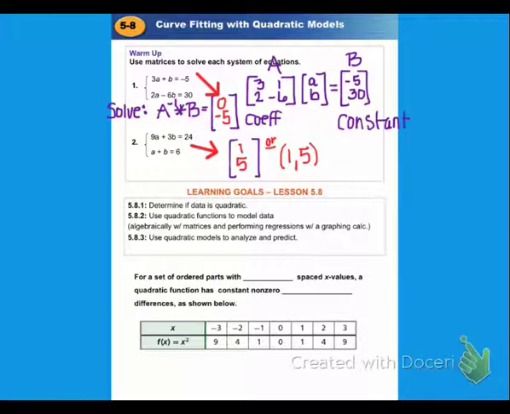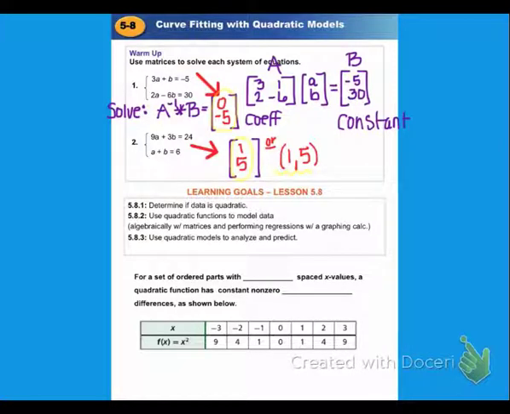Okay, so thanks for trying the warm-up. Take a look at the answers for questions 1 and 2. Question 1, the solution, the ordered pair would be 0, -5, and you could either write it like this or in ordered pair form. And for number 2, it would be 1, 5. And again, you could write it as a matrix, or you could write it as an ordered pair.